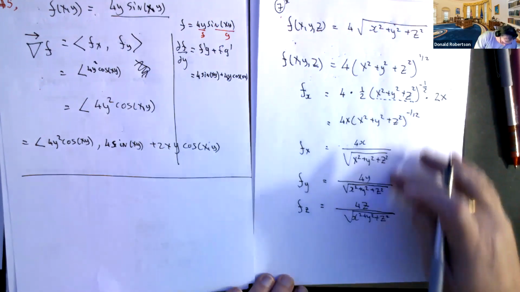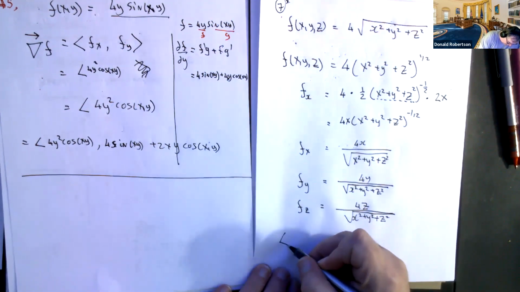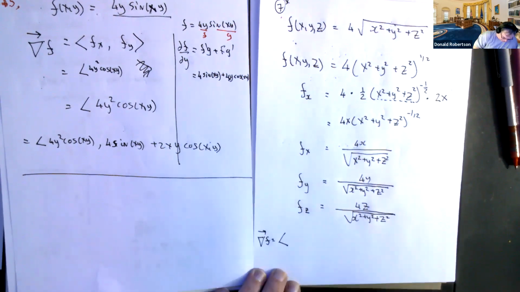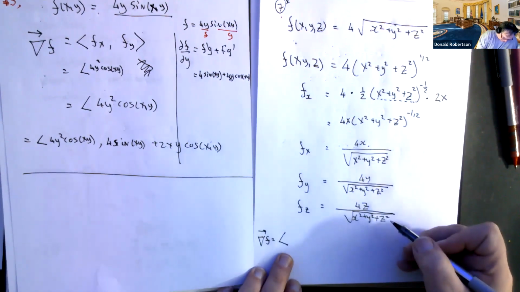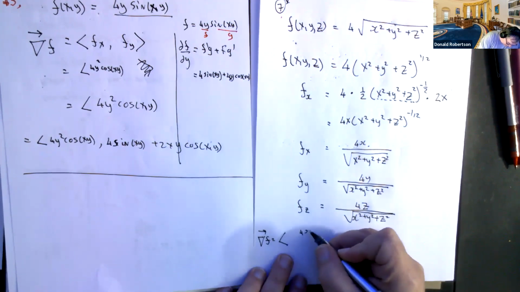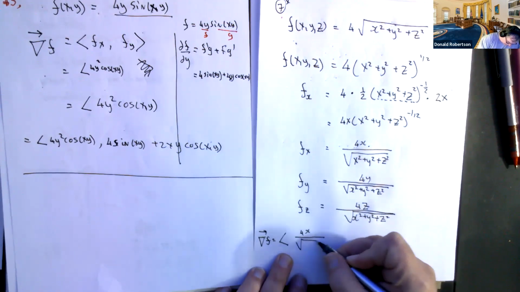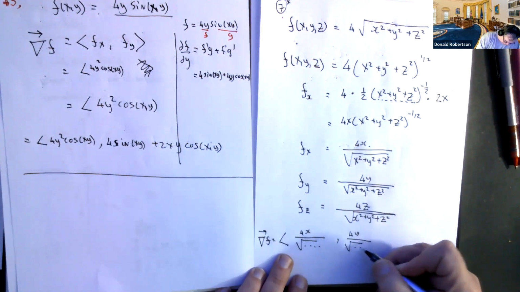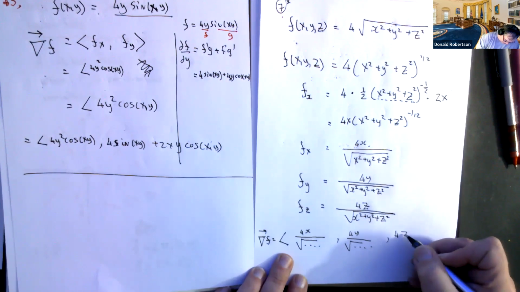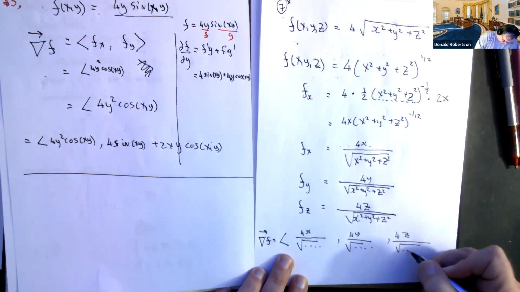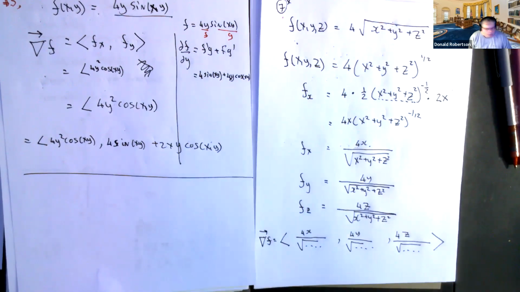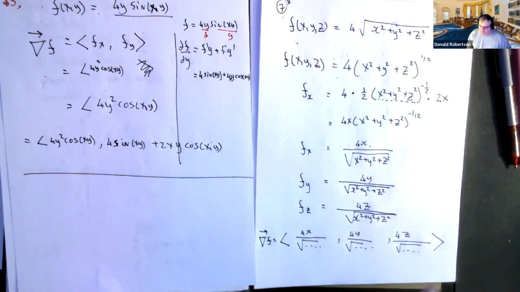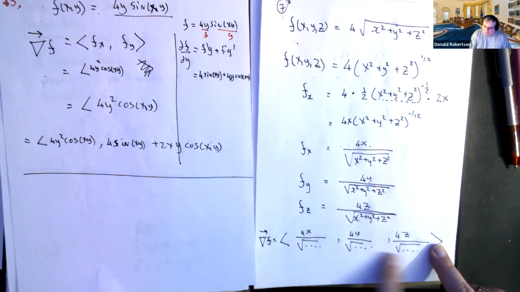So you want to put this into WebAssign. Then the gradient vector of f will be this, comma, this, comma, this. So it's going to be 4x over that ugly square root, 4y over that ugly square root, 4z over that ugly square root, and finish with those brackets. Those brackets you can find in WebAssign, right? You go into vectors, you'll see one that looks like this, and you can put it inside.